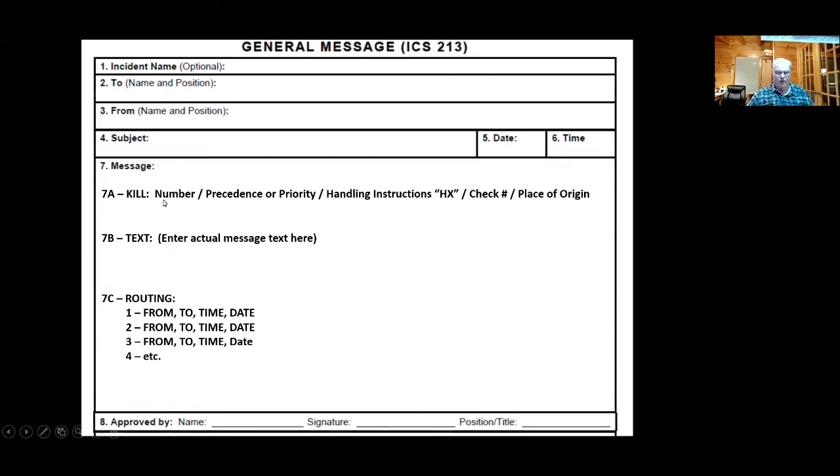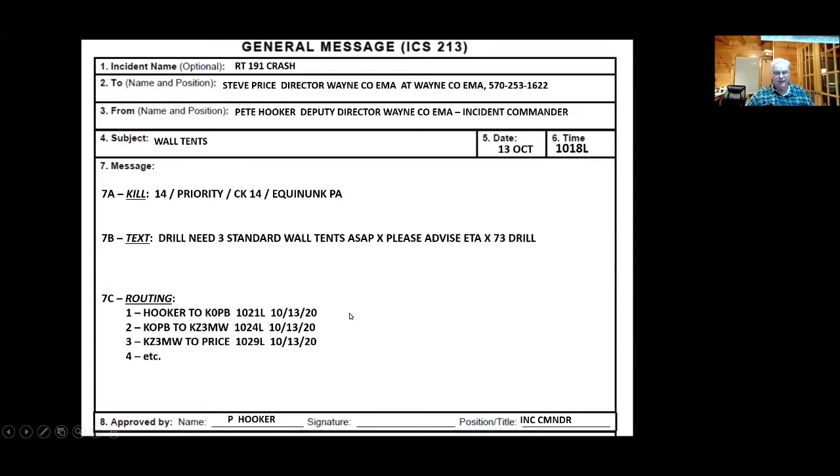So what we do is, in the message portion where we can put anything we want, we're not changing the form. We put K7A, a message number, a priority, an importance, handling instructions, a check number, and place of origin. We can put all of that in there. You'll notice I did not put the station of origin because that's covered in the routing. Then you put your actual text, 7B, and 7C is the routing: from, to, date, and time. And here's an example.